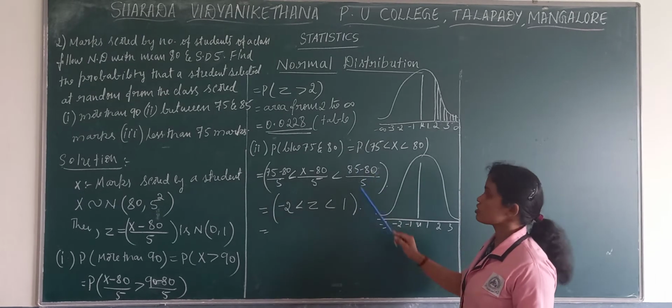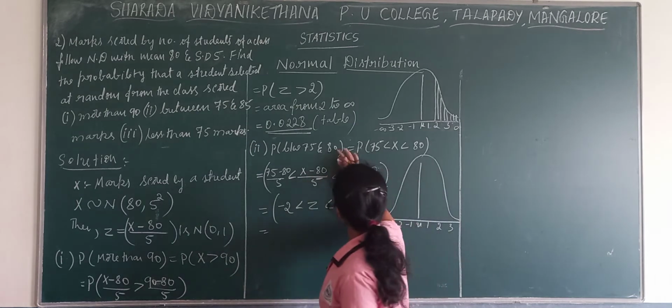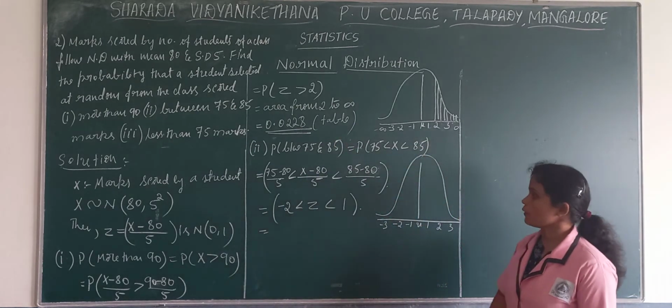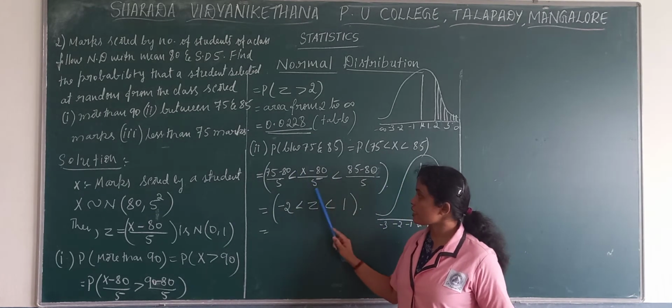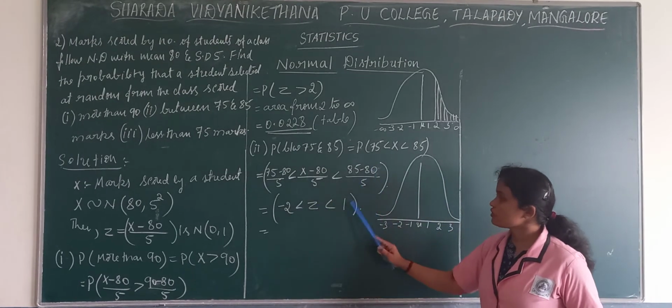Infinity means we need to get 0. So a small mistake. It is between 75 to 85. Sorry, between 75 to 85. Okay. Here, when we calculate, we get minus 2, and this is correct, we are converting into standard normal variate z, and here we get 1.